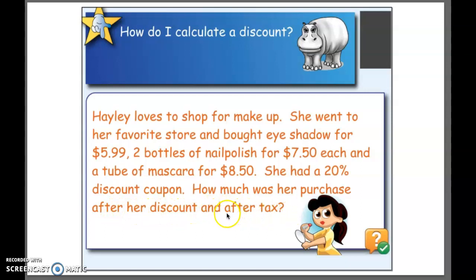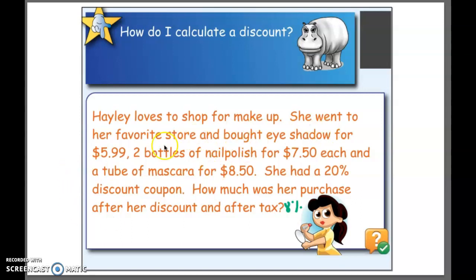Okay, it says after tax. It didn't give us a tax percentage, so we'll do 8% tax just like we do in Georgia. Okay, so when you do this, remember, discount has to come before tax. You don't want to be taxed on something you're not actually paying for. So the first thing you have to do is add up everything to know how much your original total is going to be. So you have to look at how much you're buying everything for.